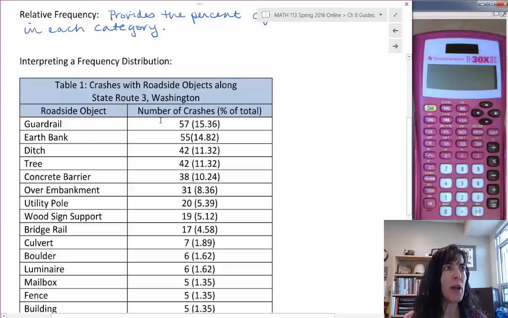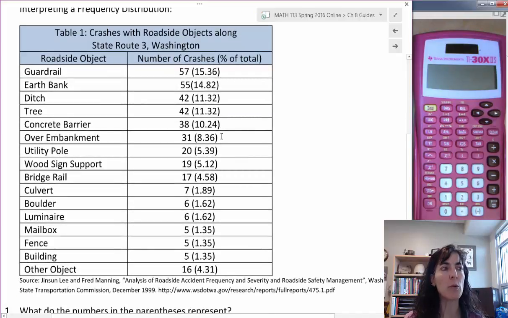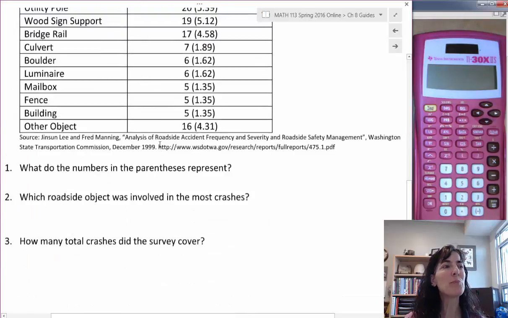So we have both a frequency distribution, which is the numbers on the left-hand side of this column, and we have a relative frequency here shown as percents. And these should always be percents of the total, the total number of crashes that you're counting in this case, or the total number of people that you polled or whatever. So, again, left side, roadside objects, right side, you have the frequency and the relative frequency. So fancy words for the number and the percent.